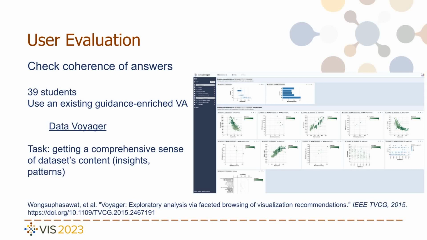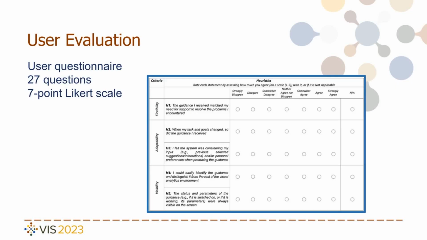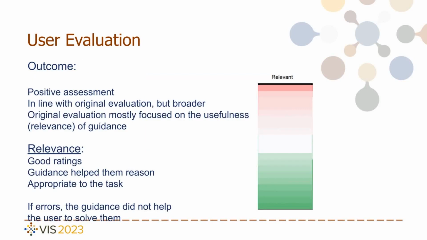For this evaluation, we enrolled 39 visualization participants and used an existing guidance-enriched visual analytics system, Data Voyager. We asked the participants to solve a simple exploratory task, such as getting a comprehensive sense of the dataset's content. Then, we asked the participants to answer the user version of the questionnaire with the heuristics. In summary, the participants assessed positively the guidance provided by the system, much in line with the original evaluation described in the paper by the authors of Voyager.